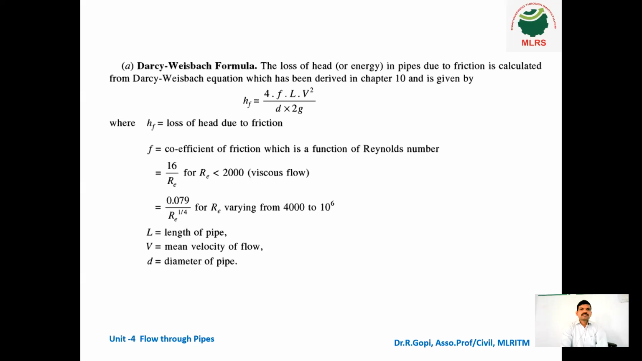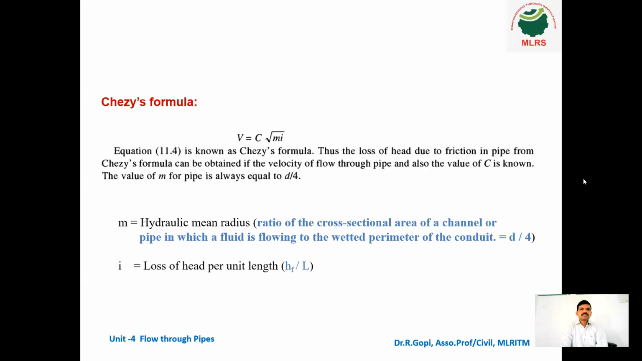Where L is the length of the pipe, and V is the mean velocity. Mean means average velocity of flow, and D is the diameter of the pipe. And the Chezy's formula, what is the Chezy's formula? V is equal to C root mi. V is the velocity, C is the Chezy's constant, and m is the hydraulic mean radius.